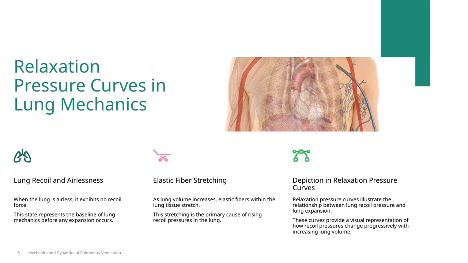Finally, let's consider the relaxation pressure curves. These curves visually depict the relationship between lung recoil pressure and how much the lung has expanded. They show us that as lung volume increases, recoil pressure also increases progressively. This helps us understand how the lung's elastic properties respond to different volumes, which is crucial for understanding normal and abnormal respiratory mechanics. All these concepts tie together to give us a comprehensive picture of how our lungs work during breathing.